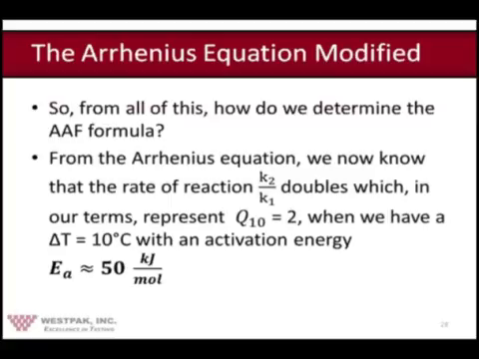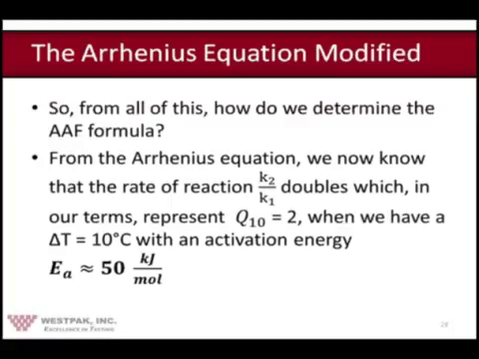So from all this, how do we determine the accelerated aging factor formula? From the Arrhenius equation, we now know the following. The ratio of reaction rates doubles in our terms. It really represents Q sub 10 equal to 2, with a temperature change of 10 degrees and an activation energy of 50 kilojoules per mole. Now Herb is going to explain how to use this in the aging formula.